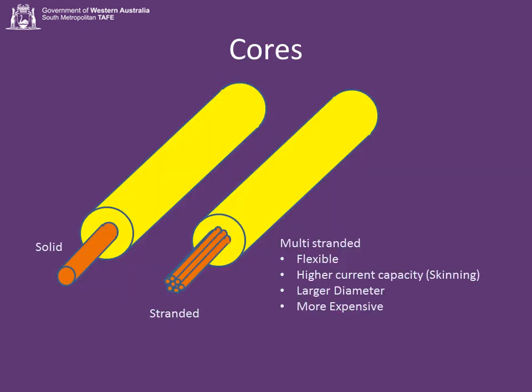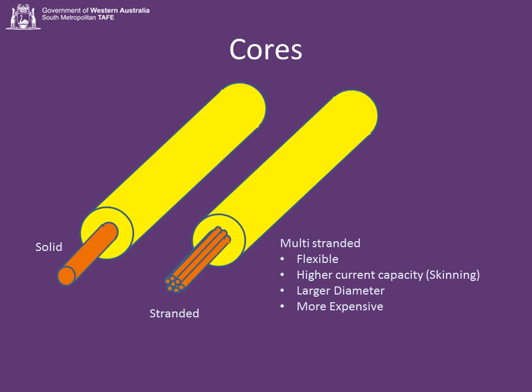Now the number of cores. Having more cores in a cable makes it much, much more expensive. However, it does make it more flexible. A solid core, if you bend it backwards and forwards a couple of times, it's very likely to snap, as it gets hardened, it gets annealed by the bending, and it will become brittle and it will snap.